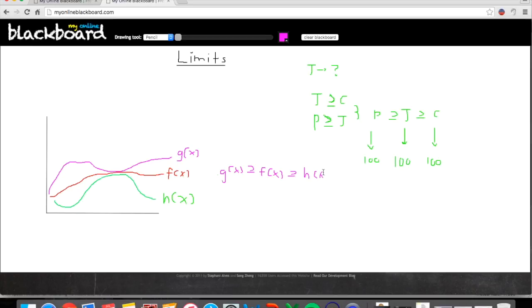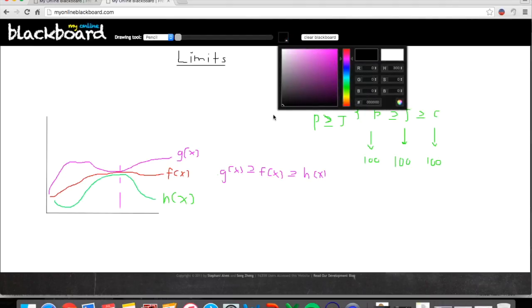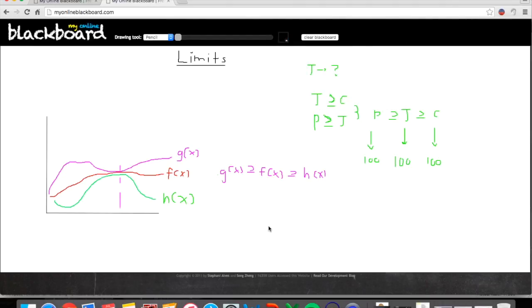Now, the Squeeze Theorem says that when you approach a certain point here, as you can see here, where the limit of h of x is equal to g of x, then logically f of x must also be the same limit. Now, a famous example of this will be the proof for sine of x over x.